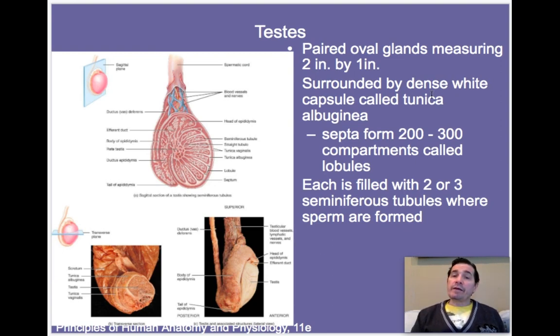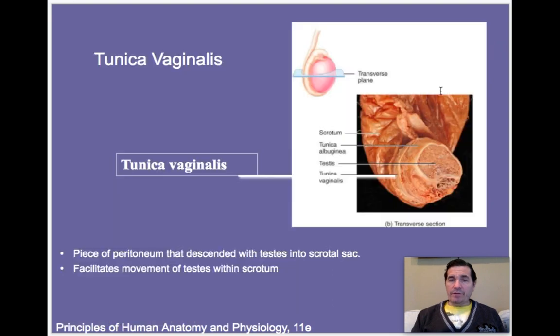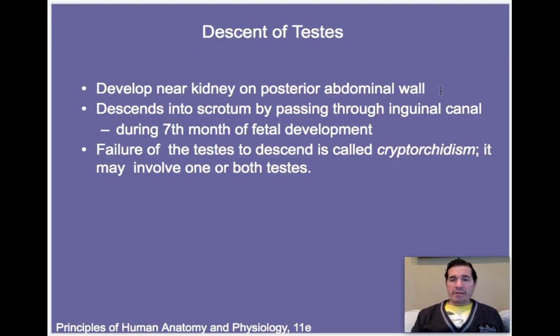Now they are only about 2 inches by 1 inch. If we were to extend it out, they would be quite long. Okay, so when we're looking at a testicle, it will actually stay within the abdominal cavity until about the seventh month of fetal development.